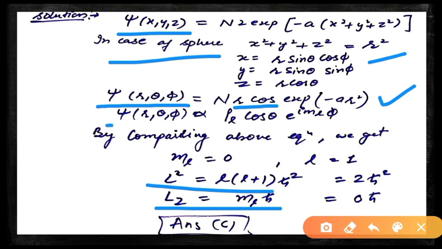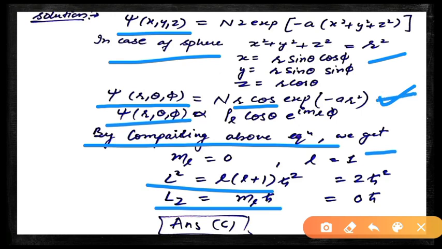And we know that the polar form of the wave function is directly proportional to Pₗ(cos θ) exponential i mₗ φ. So just by comparing the above equations we get the value of mₗ that is equal to 0, because in this equation we do not have any value of φ. And we know that exponential of 0 is equal to 1. So just multiply this equation by exponential of 0. So from here we will get the value of mₗ that will equal 0, and from here we will get the value of l that is equal to 1.